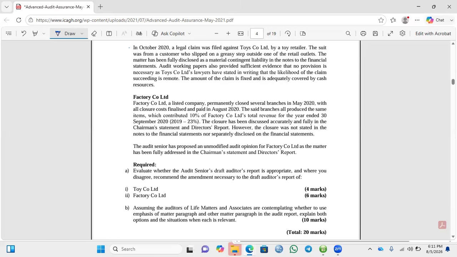The audit senior has proposed an unmodified audit opinion for Factory Company Limited as the matter has been fully addressed in the chairman's statement and director's report. Required: A. Evaluate whether the audit senior's draft report is appropriate, and where you disagree, recommend the amendments necessary for the draft auditor's report of I. Toys Company Limited, II. Factory Company Limited.